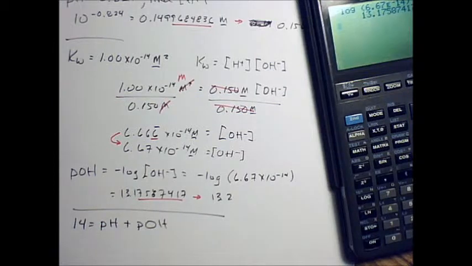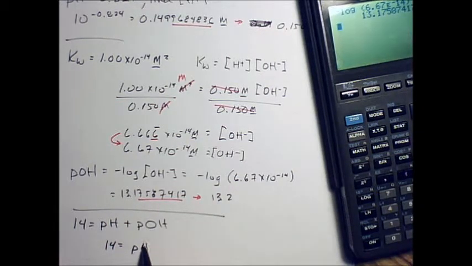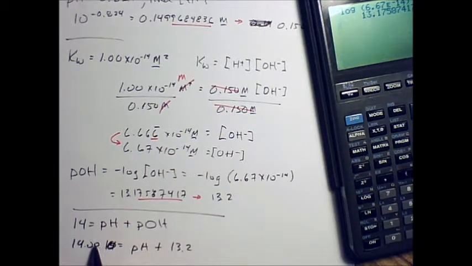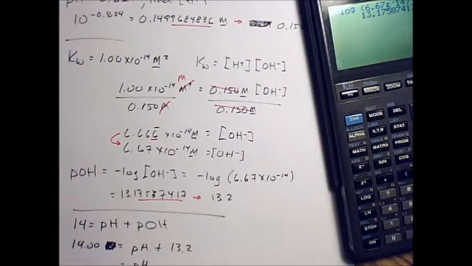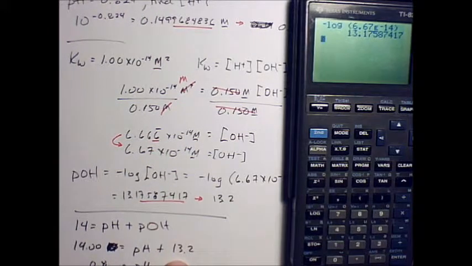All right, here's the last calculation. If I know the pOH, I can find the pH, because pH plus pOH always equals 14. So we'll put in 14 equals pH plus 13.2. And actually you can say 14 has as many digits as you want, so I say 14.000 or 14.0. And when we subtract 13.2 from both sides, you get a pH of 0.8, right?